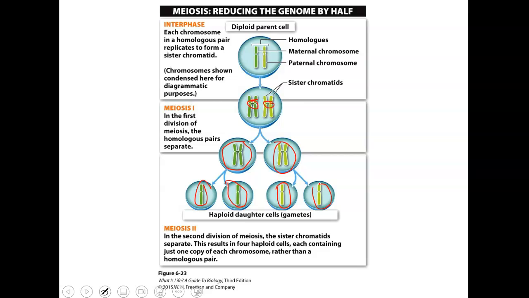So meiosis 1 creates 2 cells from 1 parent cell that you see here. After going through meiosis 2, you're going to have 4 daughter cells from the original 1 parent cell at the top.